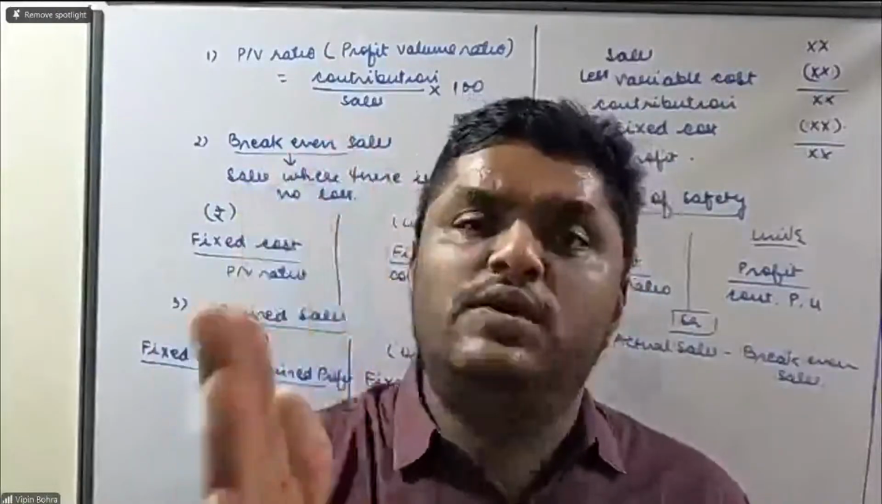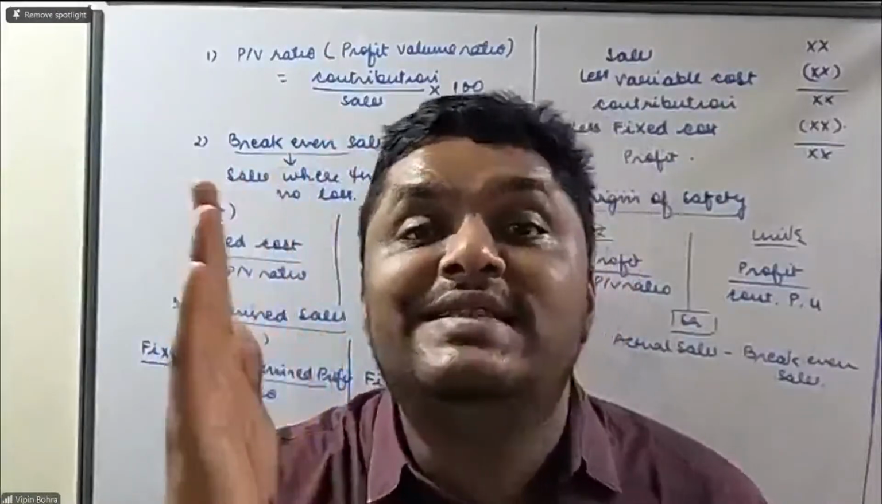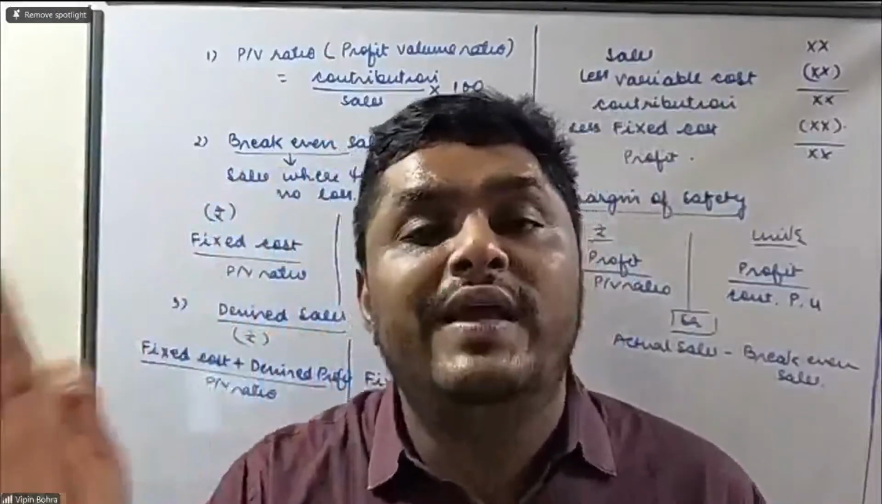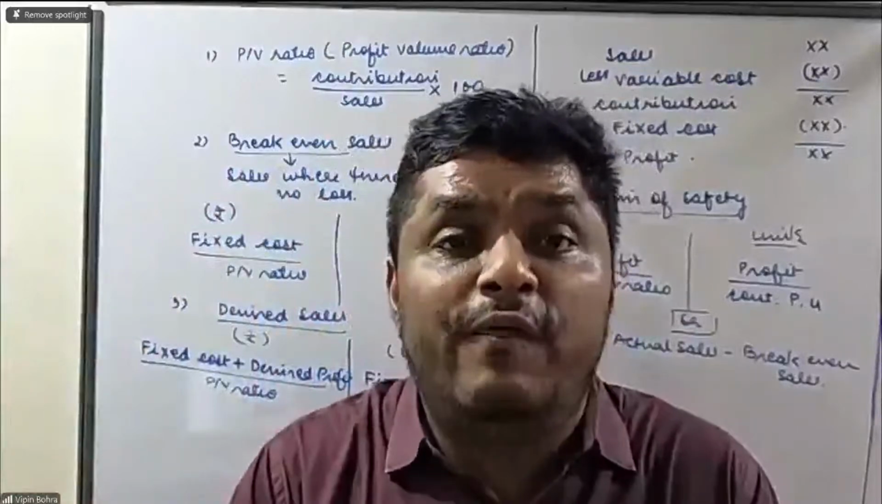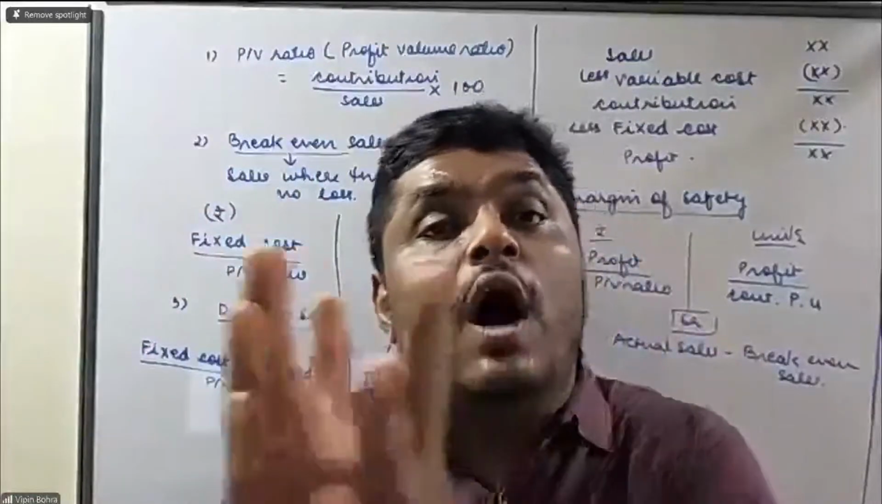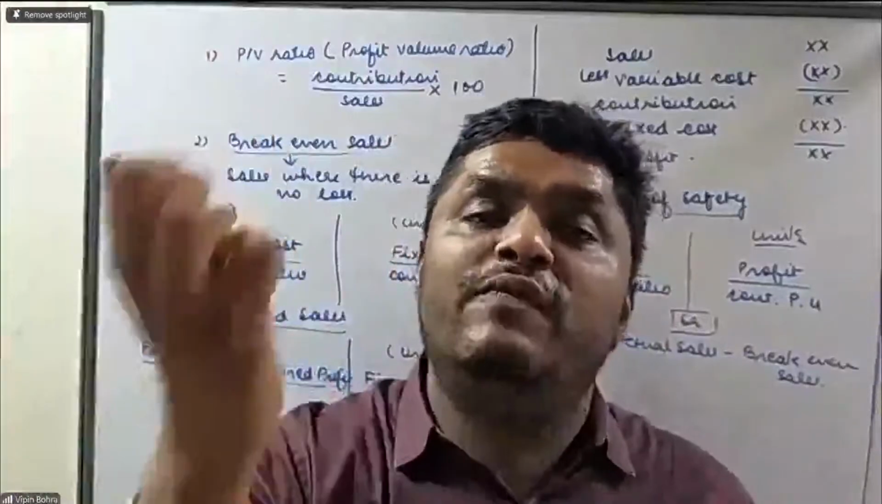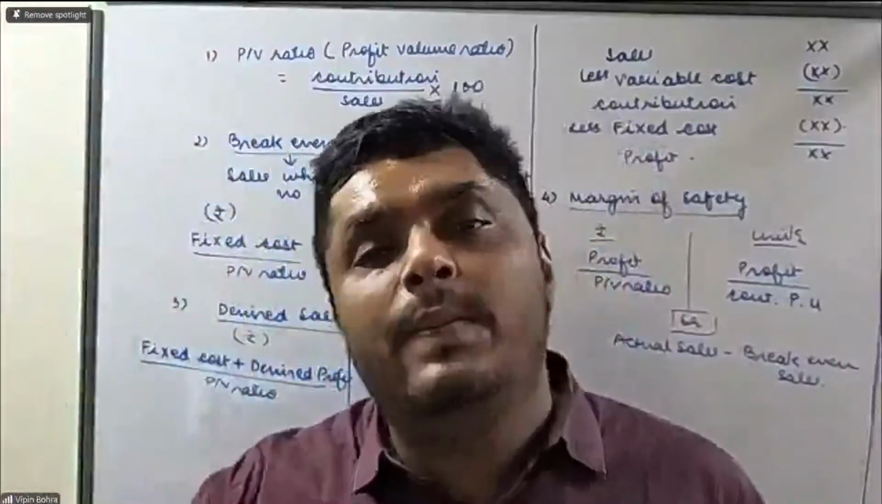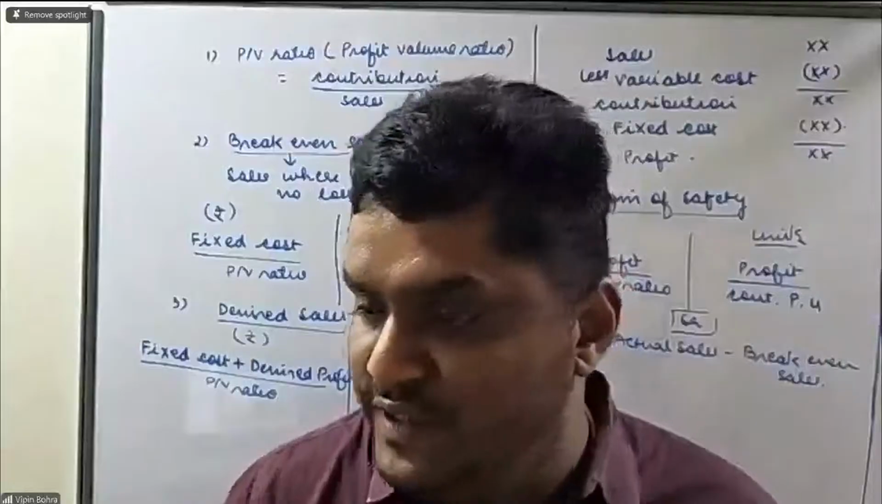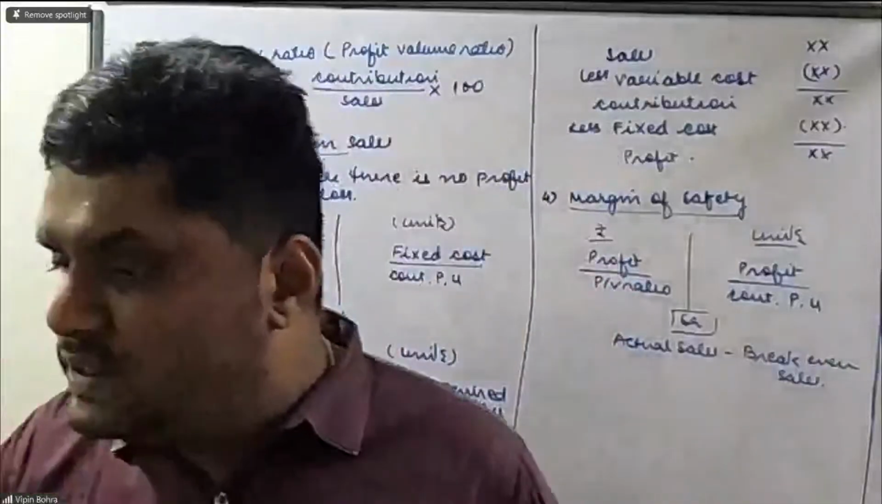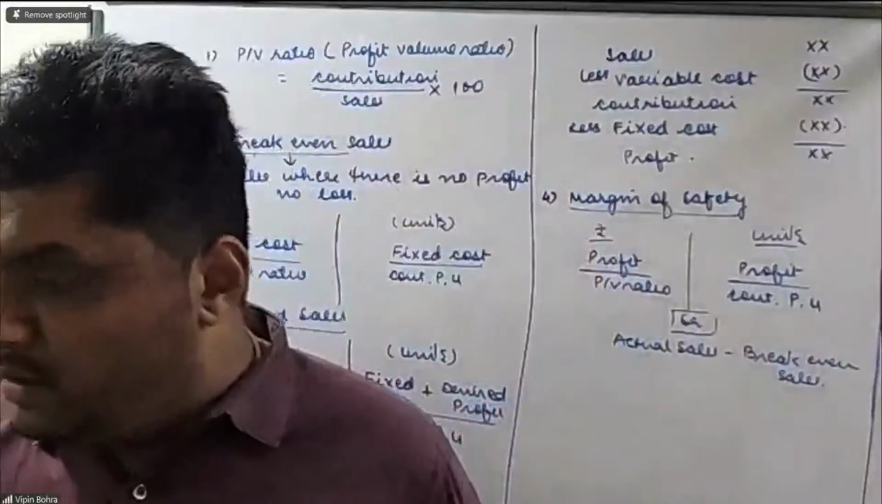And once the fixed cost is recovered, the extra contribution we get is what? Profit. So what is profit also? The contribution above fixed cost. So profit divided by PV ratio, we will get that extra sales over break-even sales. We call it margin of safety. So I hope your query is resolved, Mr. Prem Kumar.